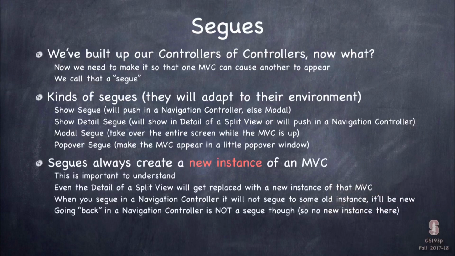So this is in red. Whenever you see red on a slide, you know it's important. I'm just re-emphasizing that segues always create a new instance of the MVC. Okay? Segues always create a new instance of the MVC. This is important to understand. You're not going to be reusing some MVC that you had on screen before. And we'll show in our demo today what we can do about this if we really do want reuse of MVCs. Okay?